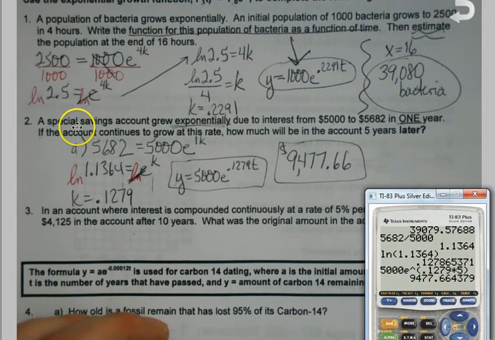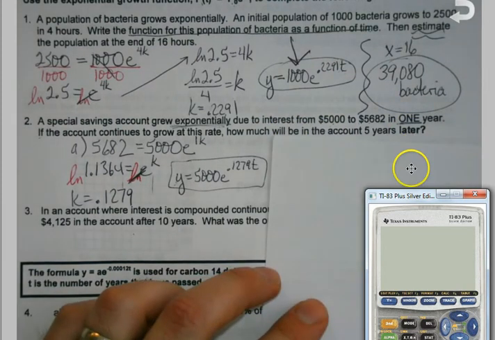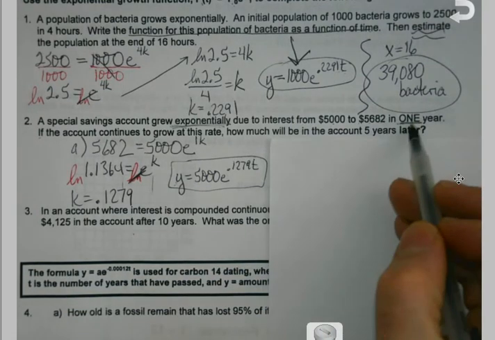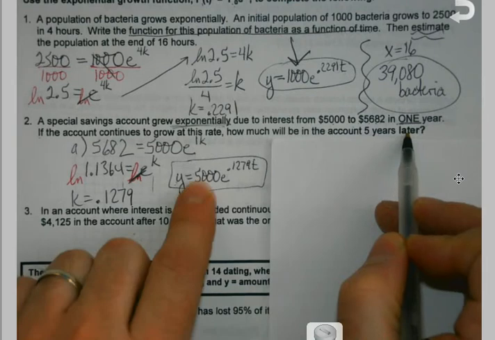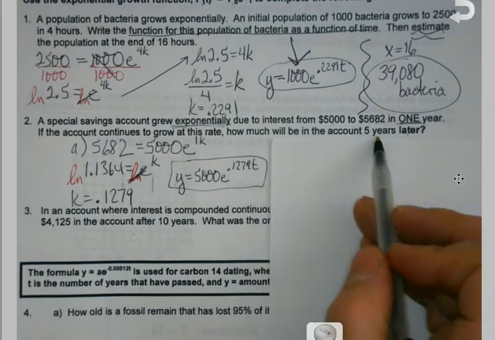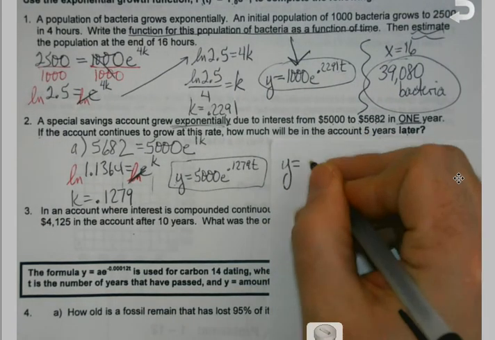All right, let's read this again. A special savings account grew exponentially due to the interest from $5,000 to $5,682 in 1 year. If the account continues to grow at this rate, how much will be in the account 5 years later? So we have two issues we're taking on right now. One, depending on how we read, if we're looking at it that it's at this account now, if it's 5 years later, do I need to be starting at 5,682? But now the bigger thing is, could I just make this 6 years and I would get the same thing? So here's the question we're going to take a peek at.